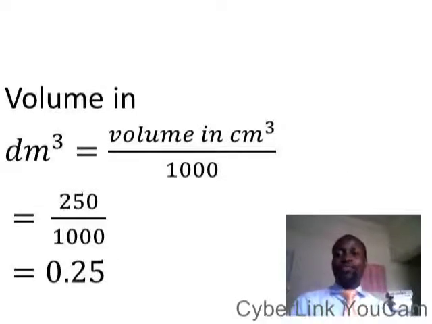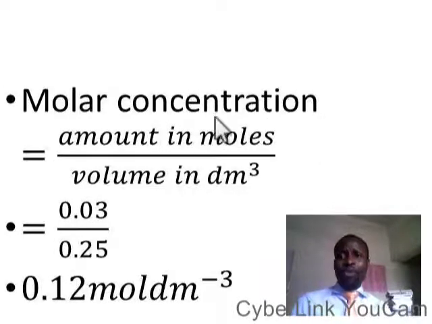We move on. Now the volume that was given in that question, the volume in dm cube is volume in centimeter cube divided by 1000. And 250 was given in the question. When you divide it by 1000, you get the volume 0.25 dm cube. Now, molar concentration is amount in mole over volume in dm cube. The amount in mole is 0.03. The volume in dm cube is 0.25. So just take the ratio, divide it, you get 0.12 mole per dm cube. Now these three methods have given us the same answer. They are proving correct. Just try to learn them.